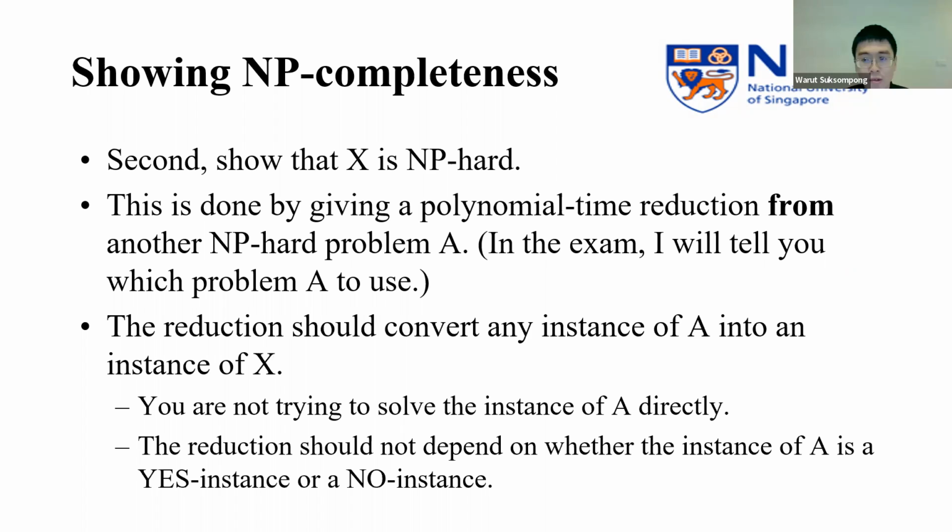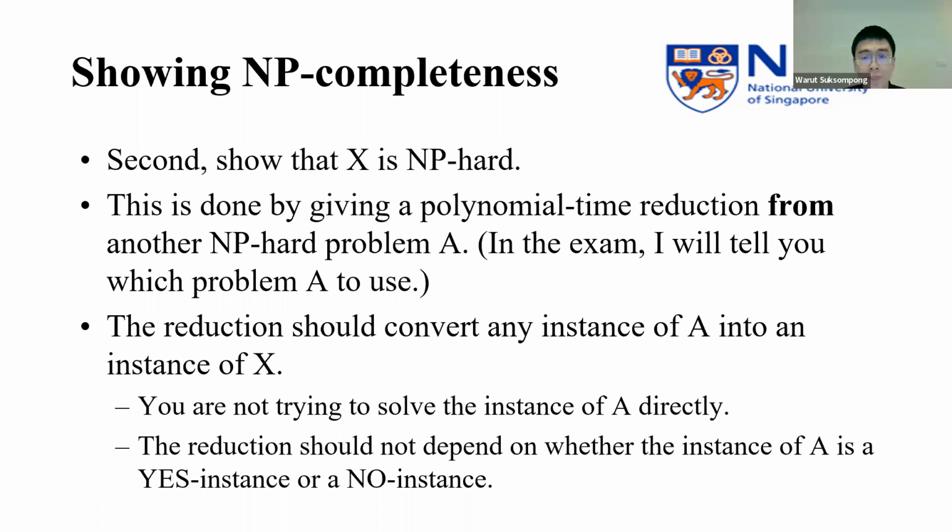Now, what do you need to do for the reduction? The reduction should convert any instance of A into an instance of X. That's what the reduction should do. You start with any instance of A. This reduction should turn it into an instance of X in polynomial time. Now, if A is, say, subset sum, the instance would be a list of numbers in the set, and the target number T.